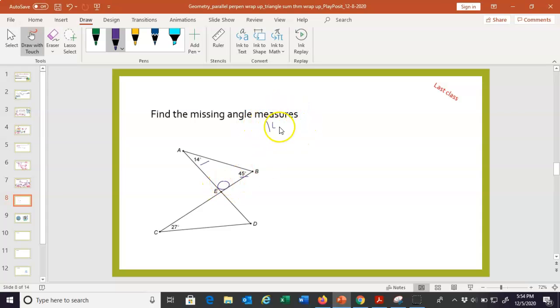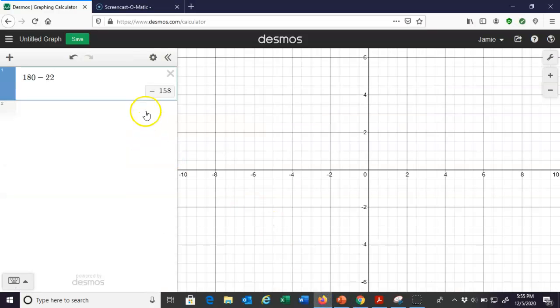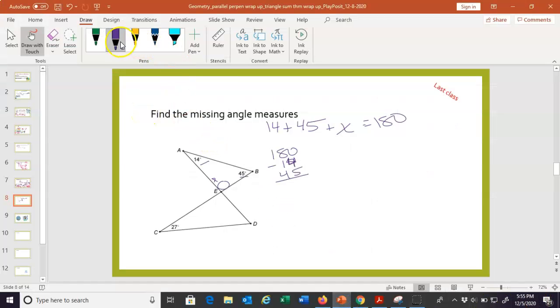And we can set it up like this if you want. 14 plus 45 plus we don't know, we could call it x, equals 180. Or you can just take 180 and subtract out the angles, right? Same difference. This is a 14. Let's do that with our calculator. 121 degrees. All right, so this angle is 121 degrees.